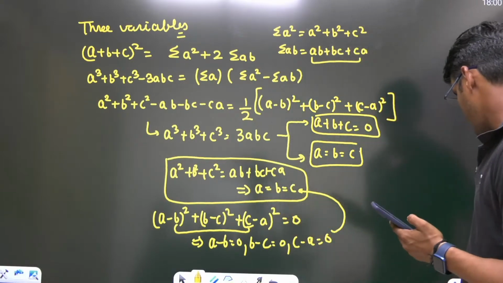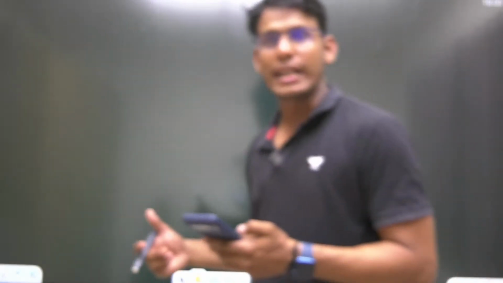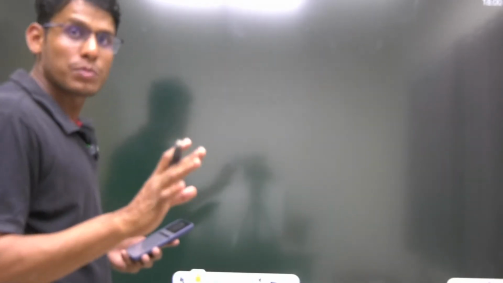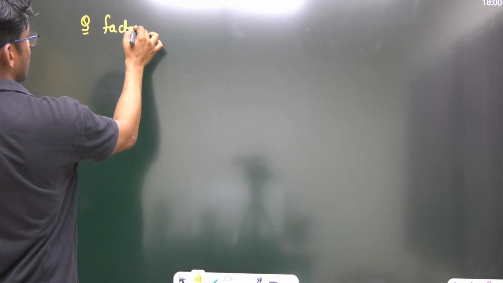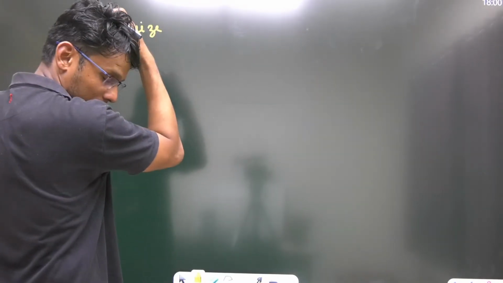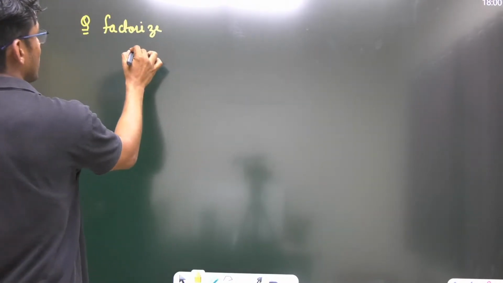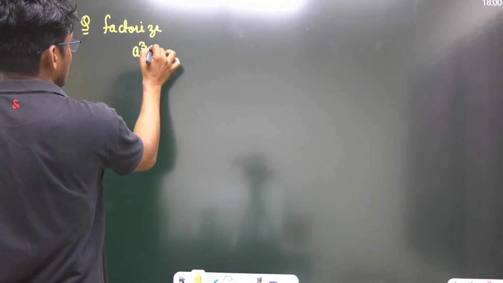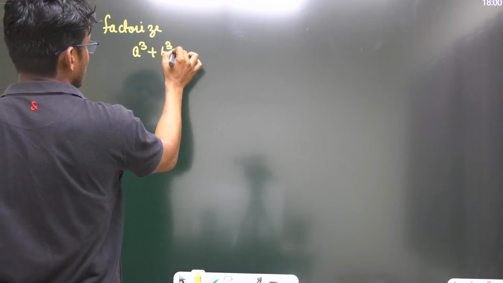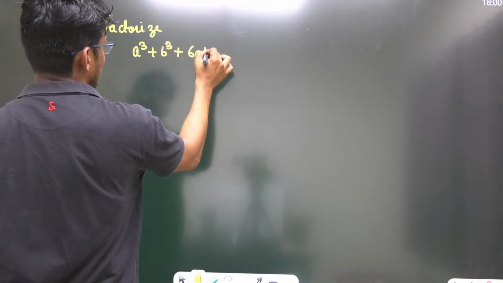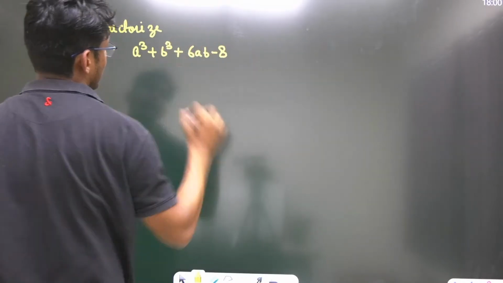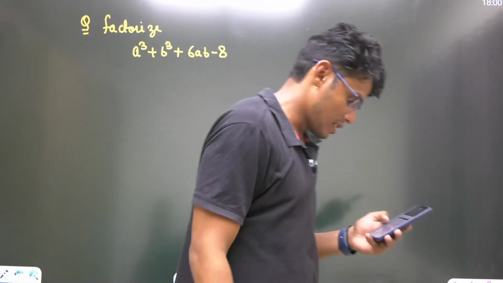Perfect. Yes. So this is another identity. Let's try to apply it: A cube plus B cube plus C cube minus 3ABC. Question: factorize A cube plus B cube plus 6AB minus 8. Let's try to factorize it.